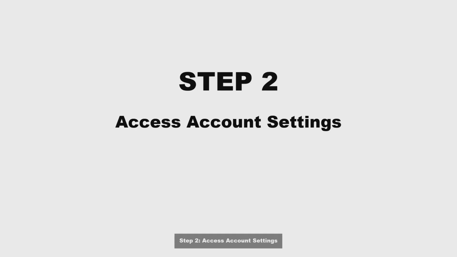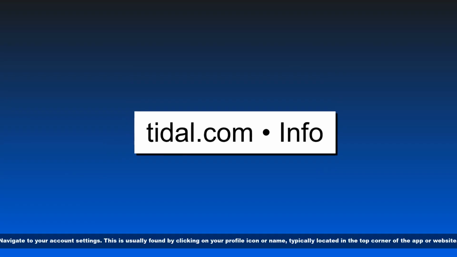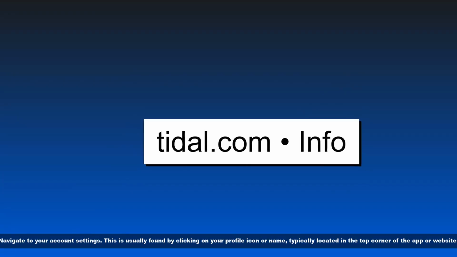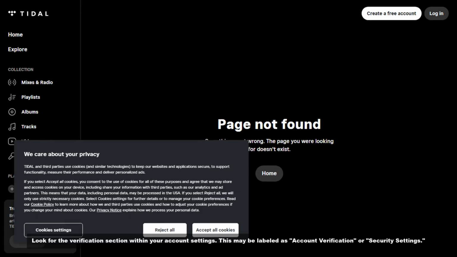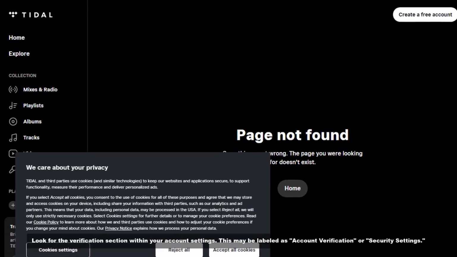Step 2. Access account settings. Navigate to your account settings. This is usually found by clicking on your profile icon or name, typically located in the top corner of the app or website. Step 3. Find verification options. Look for the verification section within your account settings. This may be labeled as account verification or security settings.